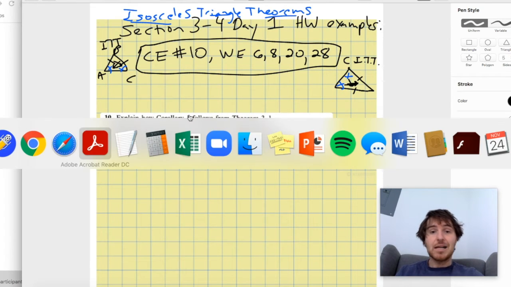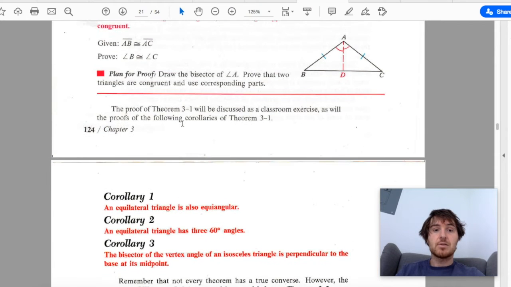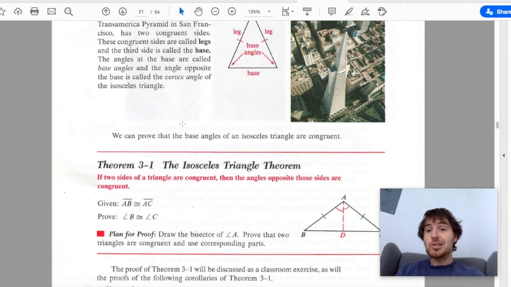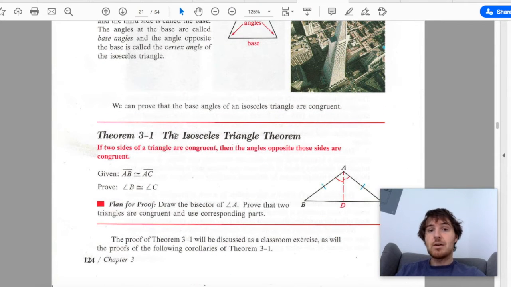And so this, you're going to have to use a textbook. Just a little background on this: you use a textbook. Hopefully you read the section. This theorem here, we're going to call it the ITT, the Isosceles Triangle Theorem.